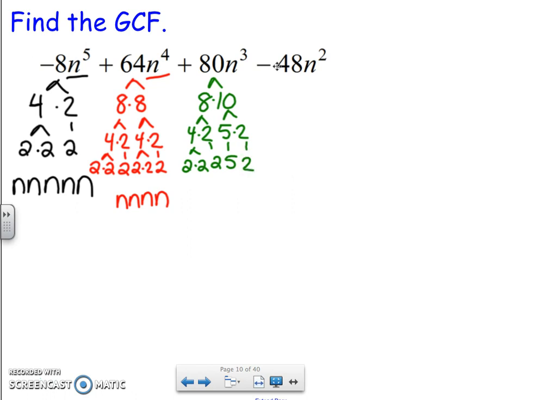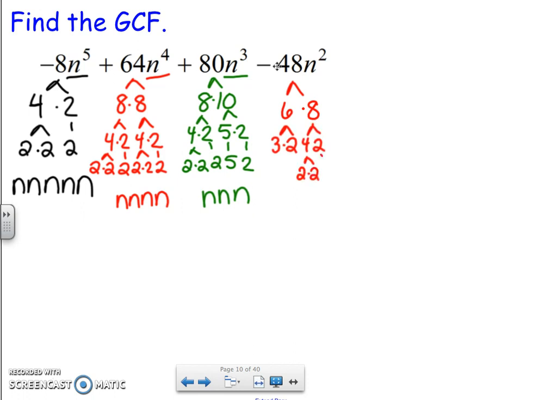All right, lastly, we got negative 48, so I'm going to treat it like a positive 48. 6 times 8 would be 48. Oh, hold on, I forgot the n's. So again, n to the 3 would be 3 n's. Sorry about that. 6 would be 3 times 2. 8 would be 4 times 2.